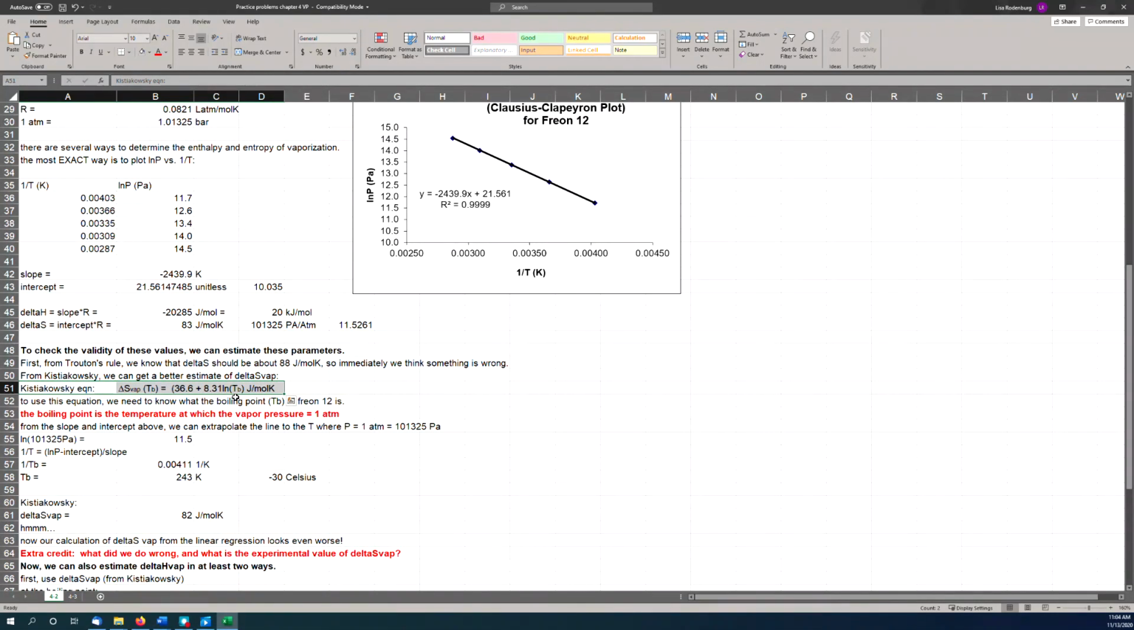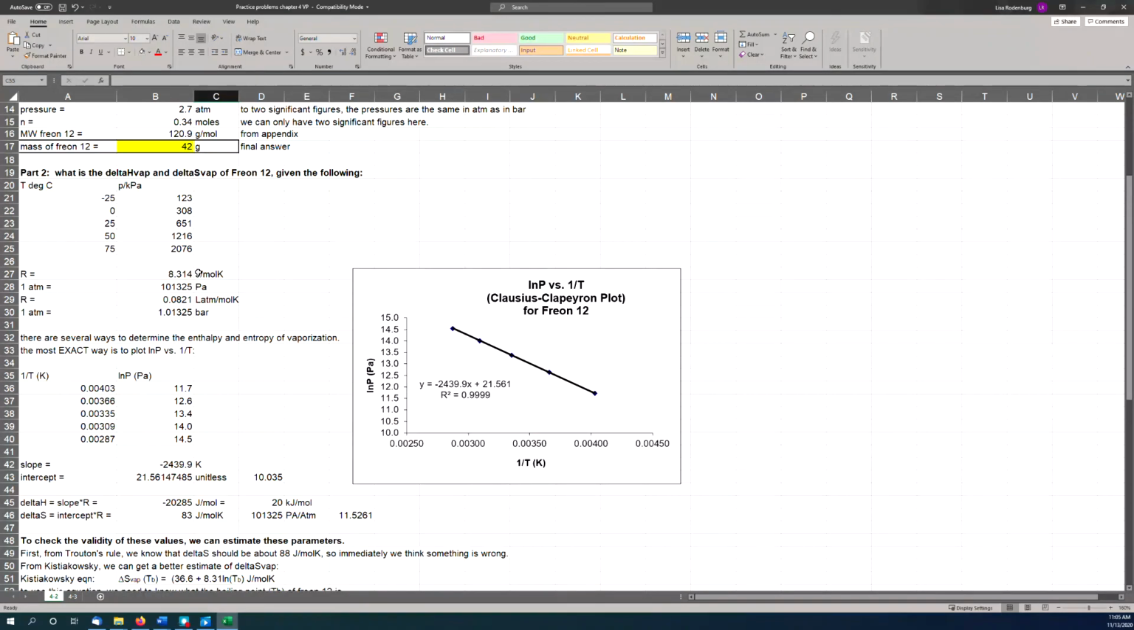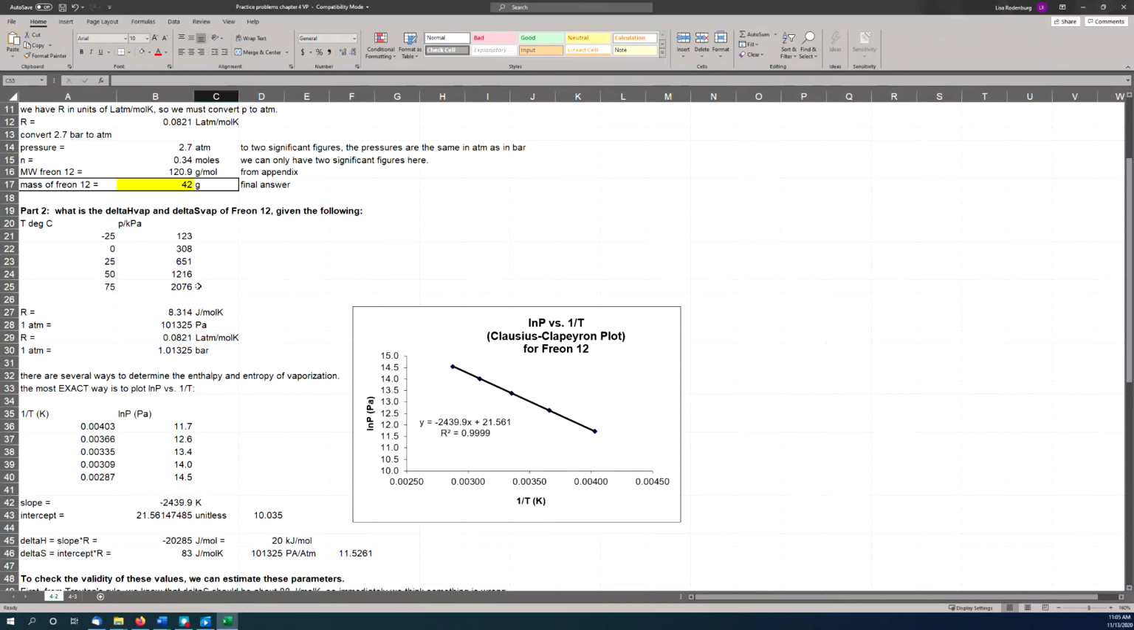That's a tough thing to say. Try saying it with me. Kistiakowsky's equation says that we need to know the boiling point of our chemical, T sub B. The boiling point is the temperature at which the vapor pressure is 1 atmosphere, right? So we could figure out what the boiling point is from our data up here. So 1 atmosphere is about 101 kilopascals.